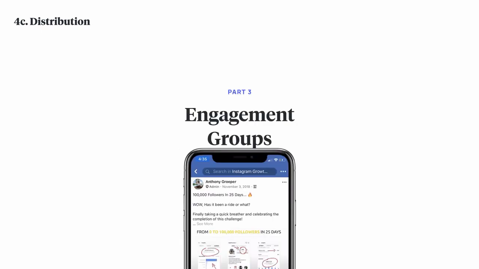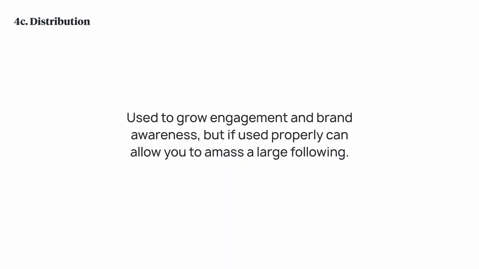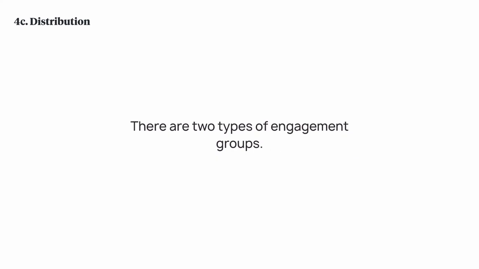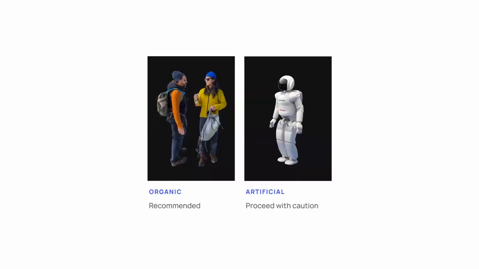Next thing is engagement groups, right? So this is used to grow engagement and brand awareness, but if used properly, can allow you to amass a pretty massive following, right? So there are 2 types of engagement groups. There's the organic engagement groups, and then there's artificial engagement groups. Organic is better because you're not necessarily gaming the system, whereas artificial is proceed with caution. Like, there is an ROI. I'm not gonna pretend that there isn't.